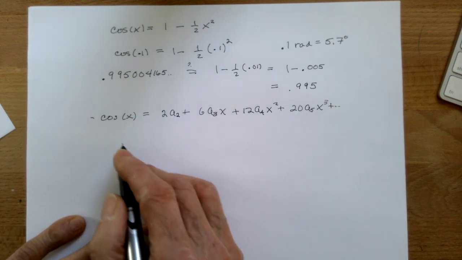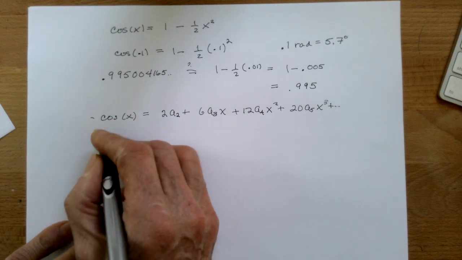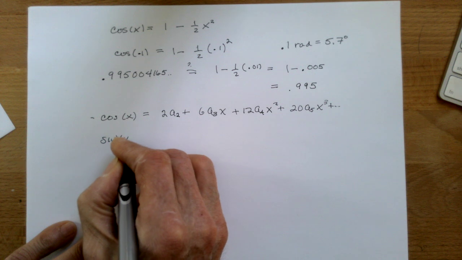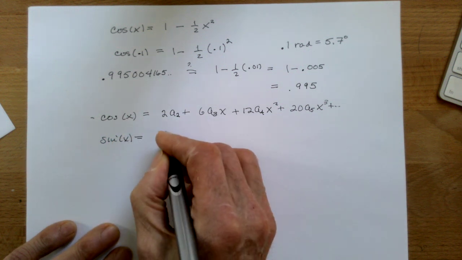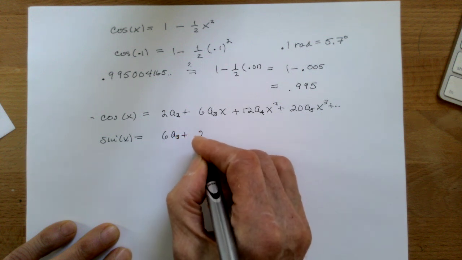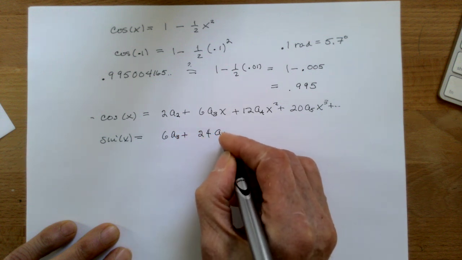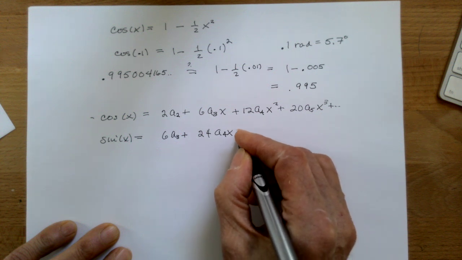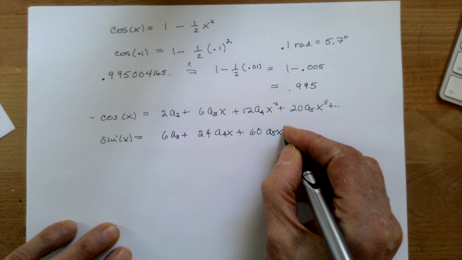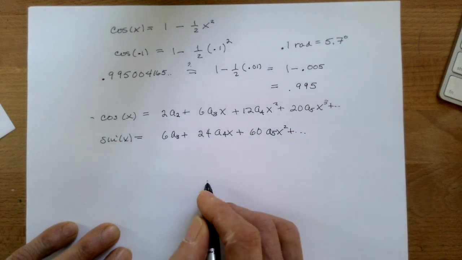Now let's take the derivative of both sides. The derivative of cos is minus the sine, so we get minus sine of x equals 6a3 plus 24a4x plus 60a5x squared, and we have more terms which we're not going to worry about.